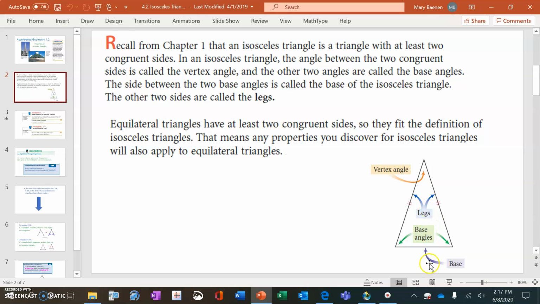The third side that is not one of the legs is called the base. And at each endpoint of the base, there are base angles. So that is the vocabulary that you need to know when you are discussing isosceles triangles.